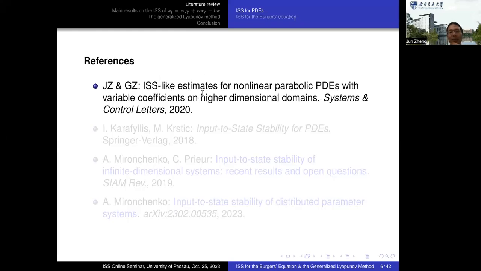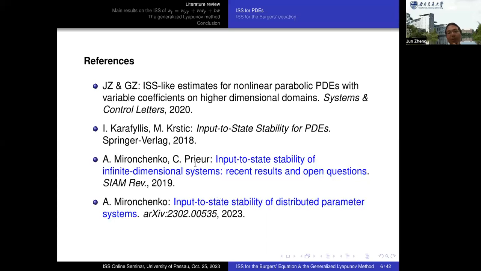I would like to mention one of our papers. In this paper, we have summarized the methods used for the stability analysis. Of course, I would like to recommend the book written by Karafyllis and Krstic. This is the first book that focuses on the study of ISS for PDEs. Then I would like to recommend two papers written by Mironchenko and Prieur. In particular, in these two papers, some open questions were proposed. The Burgers equation that I will introduce today was raised several times in these two papers.